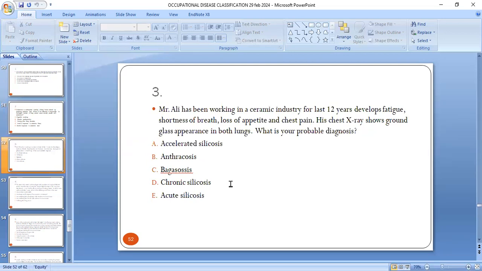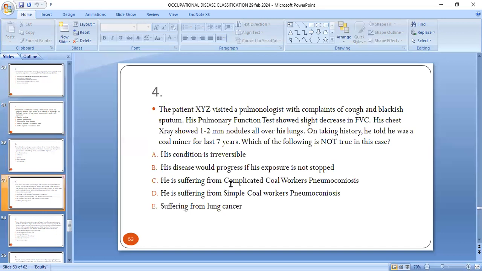It's chronic silicosis. The patient XYZ visited a pulmonologist with complaints of cough and blackish sputum. His pulmonary function test shows a slight decrease in forced vital capacity. His chest X-ray showed 1 to 2 millimeter nodules all over his lungs. On taking history, he told he was a coal miner for the last 7 years. Which of the following is not true in this case?